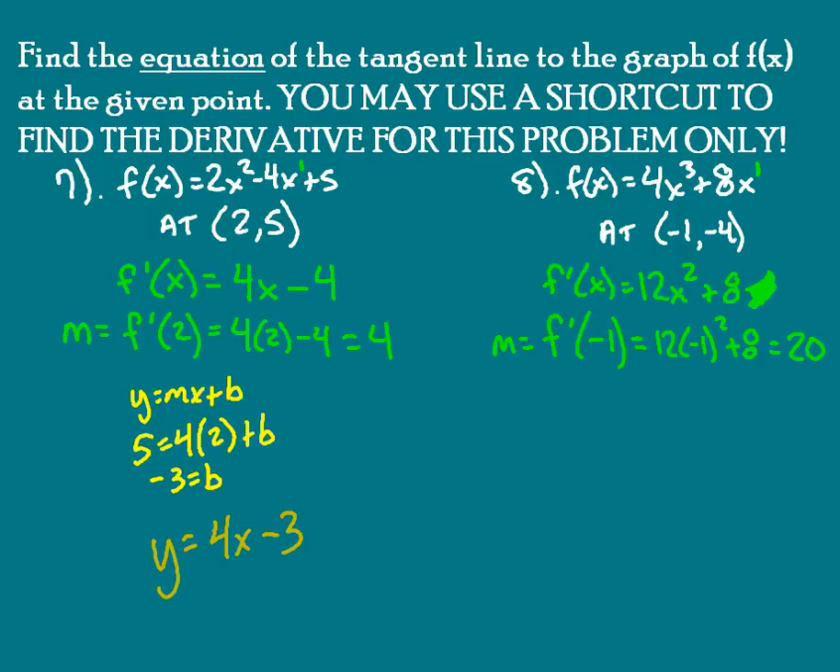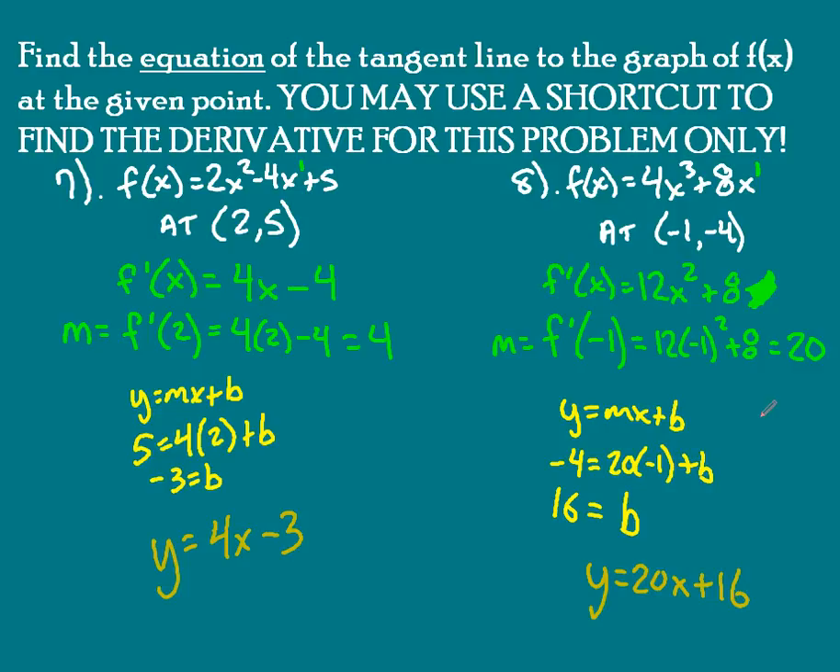So we go through the same process. y equals mx plus b. Plug in what I know. My y value is negative 4. My slope is 20. My x is negative 1, plus b. So that's a negative 20. I'll add 20 to both sides to get 16 is equal to b. So my final answer is, again, y equals the slope, 20x plus 16. Make sure you put it back into this form. I've seen lots of times when people do not put it back into the actual equation of the line.